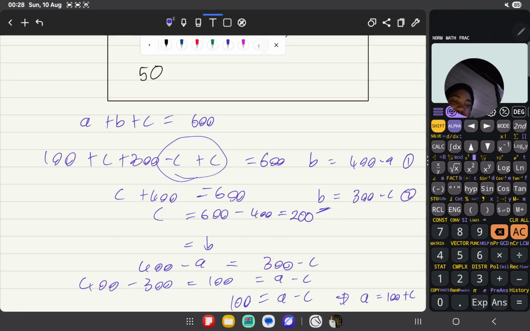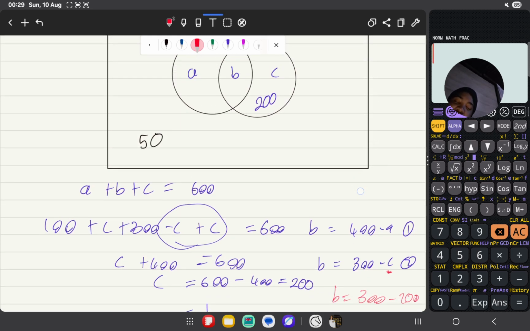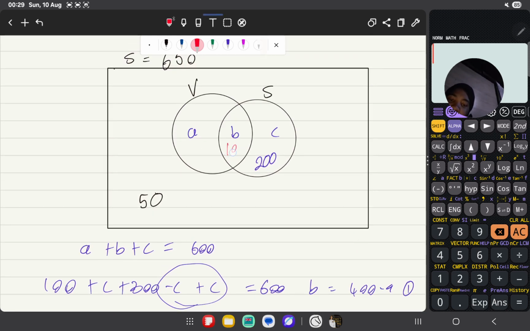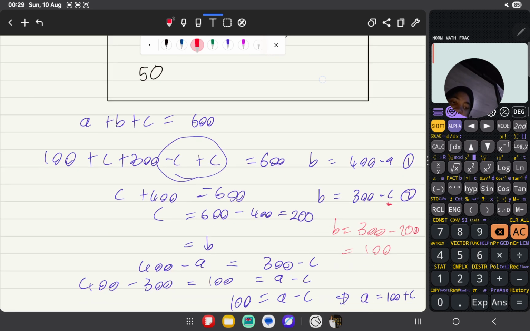And if C is 200, that means B is going to be 300 minus 200, which is 100, right? And so B, this side, B is going to be 100.